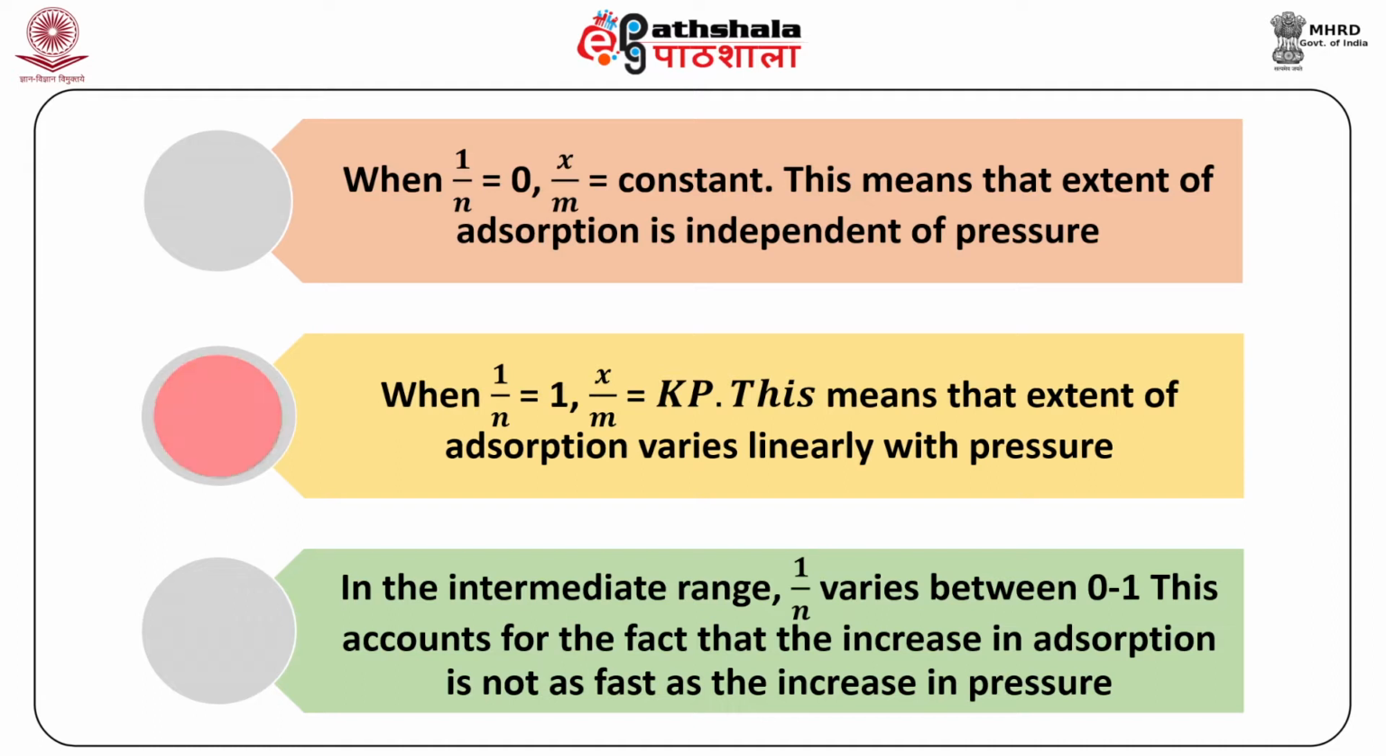When 1 by n is equals to 1, x by m equals to Kp. This means that the extent of adsorption varies linearly with pressure. In the intermediate range, 1 by n varies between 0 to 1. This accounts for the fact that the increase in adsorption is not as fast as the increase in pressure.